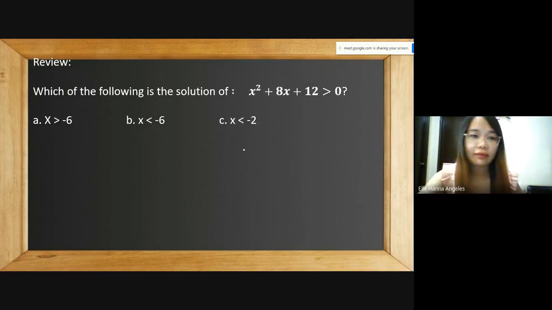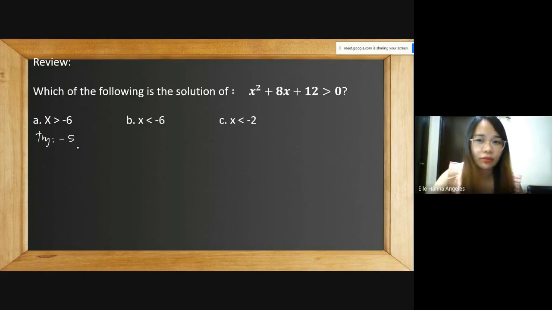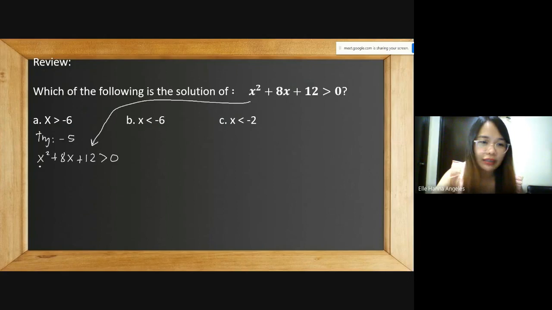So, sa letter A, magta-try ka ng number na greater than negative 6. Mas malaki sa negative 6 is negative 5, di ba? So, itatry mo yung quadratic inequality na yan. Sulat natin x squared plus 8x plus 12 is greater than 0. Papalitan natin yung mga x ng negative 5. So, negative 5 squared plus 8 times negative 5 plus 12 is greater than 0.